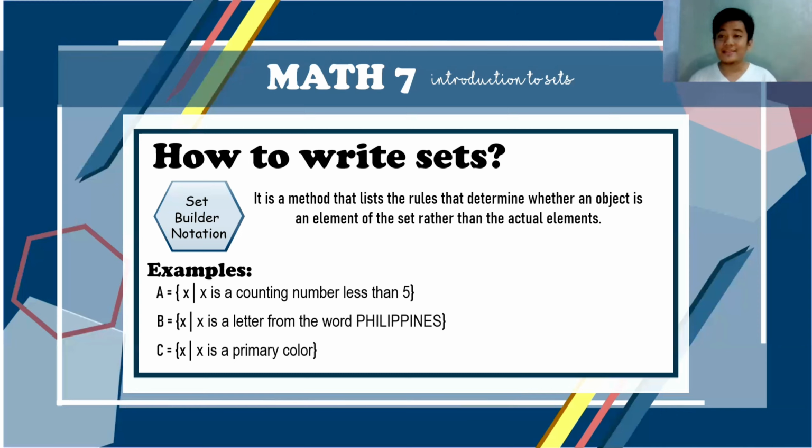And that is how you write sets in different forms. We have verbal description, the roster notation or the listing method, and the last one would be the set builder notation, which is somehow the combination of the verbal description and the roster notation or listing method.